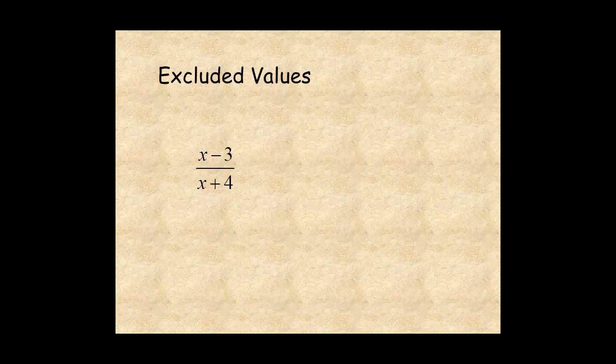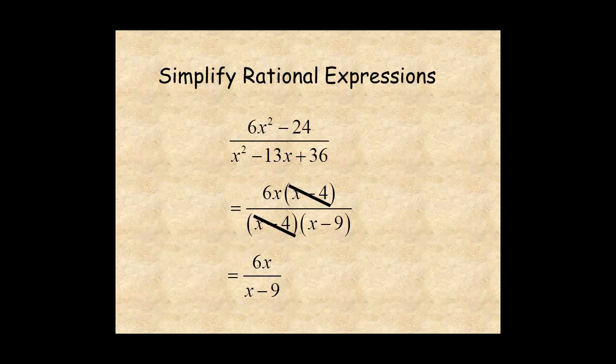Since division by 0 is not defined in algebra, any value of the variable that makes the denominator of a rational expression equal to 0 is not valid. These are called excluded values. For this expression, the excluded value is negative 4. So going back to the first example, the excluded values are 4 and 9. Determine the excluded values from the original expression.